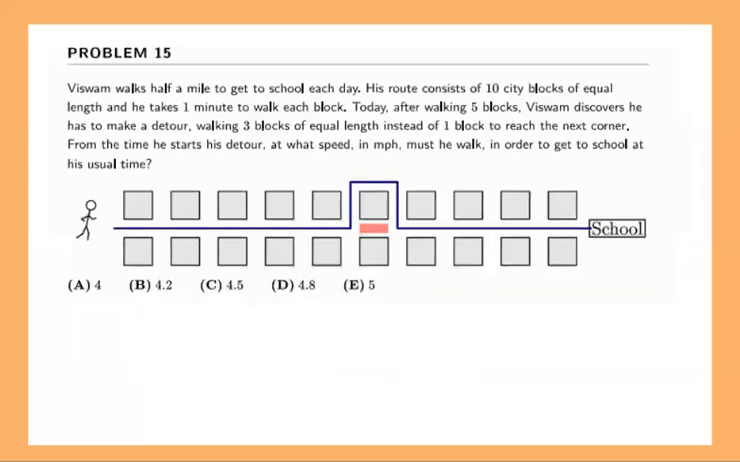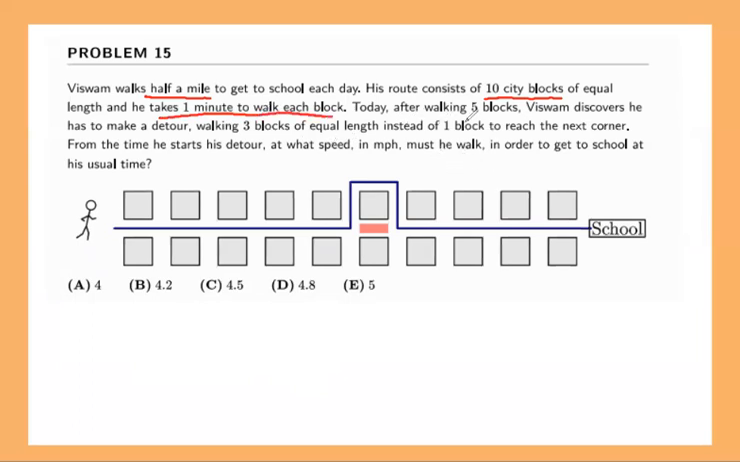So let's look at our last problem. We have someone who walks half a mile to get to school. So let's highlight this part. His road consists of 10 blocks of equal length, and he takes 1 minute to walk each block. Okay, so that is important.